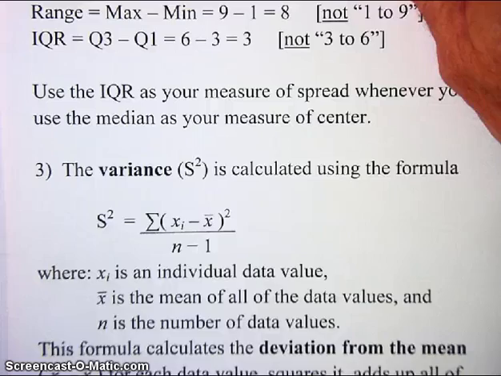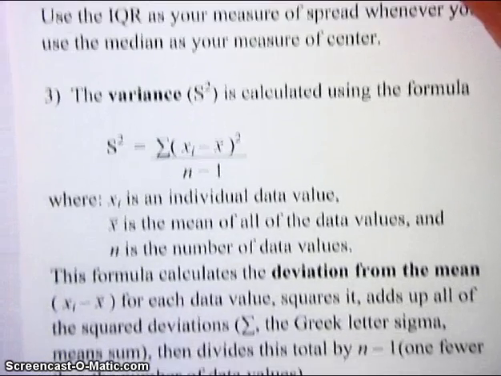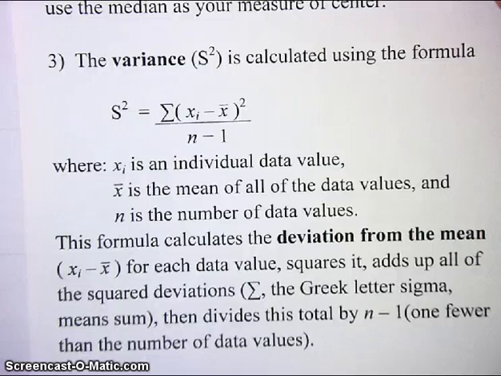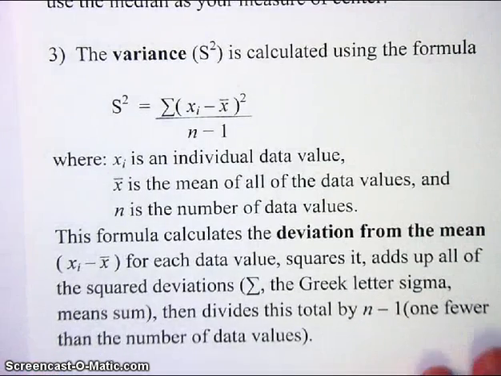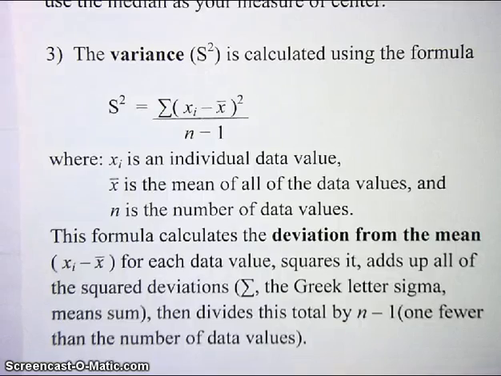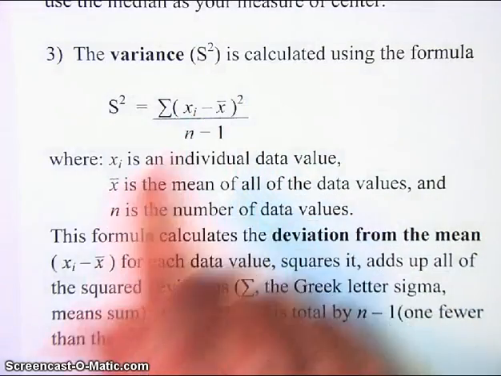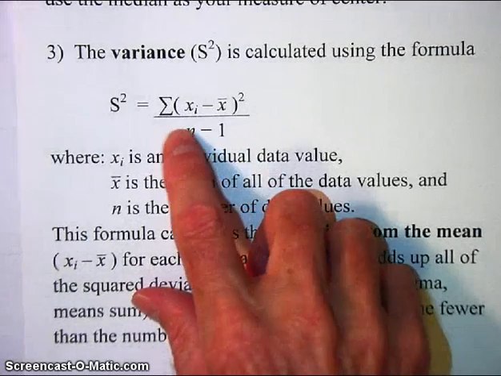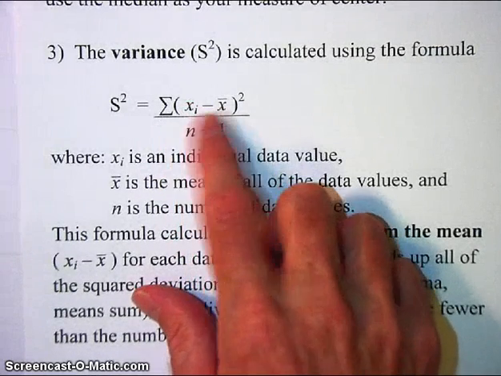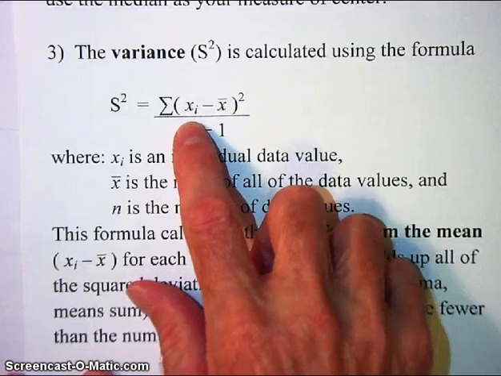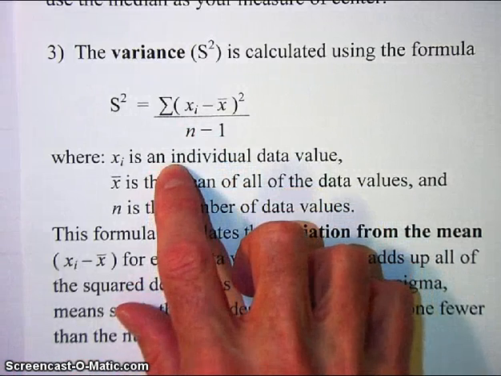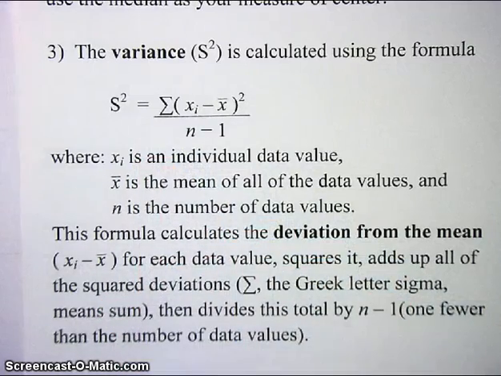A third measure of spread that we're going to look at is the variance. Now the variance is calculated from this formula. It's quite complicated looking. The variance is called S squared. That's how we abbreviate it. And this formula contains a whole bunch of component parts that we'll look at individually. X sub i is an individual data value. If X is your variable, X sub i would be some value that's in that list of data values. X sub 1 would be the first number that you see, X sub 2 would be the second number that you see, and so on.